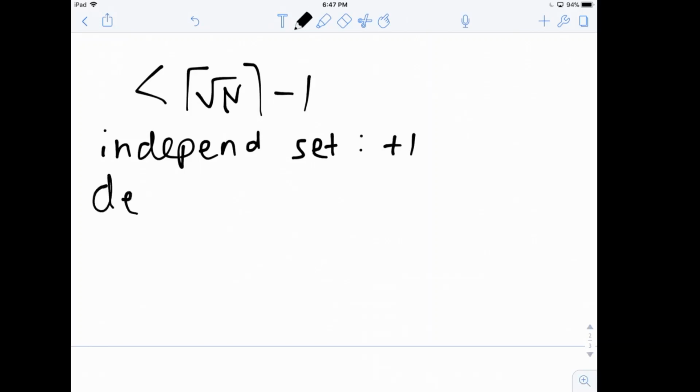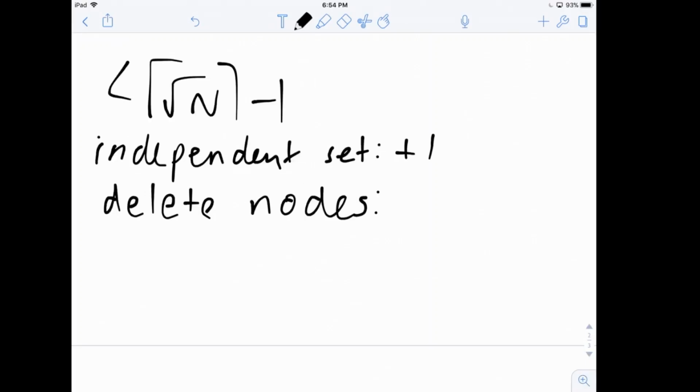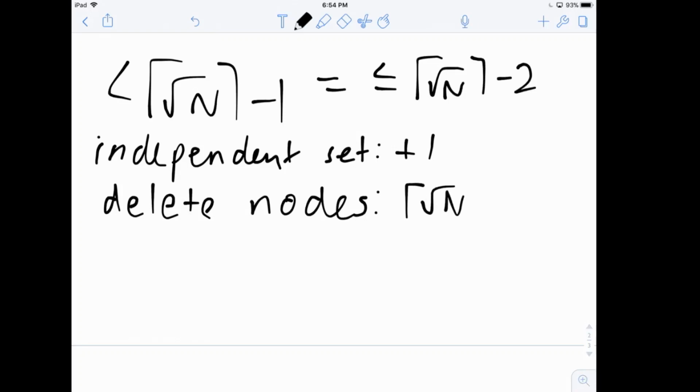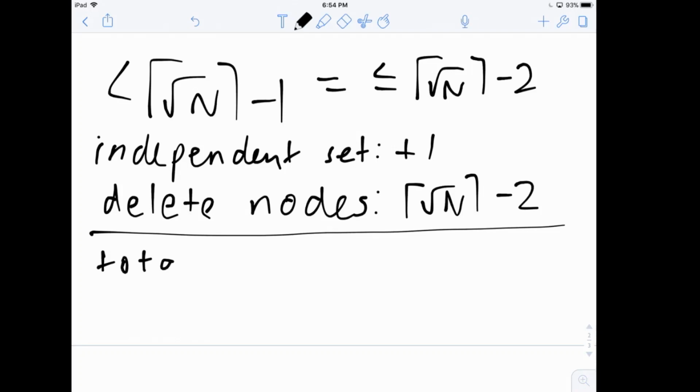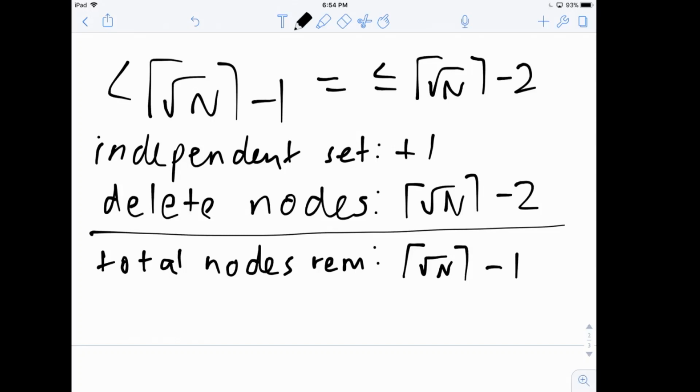So our independent set size, we add 1. And then we delete some nodes. How many nodes do we delete? Well, the number of nodes we delete is the number of neighbors. If the number of neighbors is less than square root of n minus 1, this is equivalent to saying the number of neighbors is less than or equal to square root of n minus 2. So the maximum number of neighbors we're deleting is square root of n minus 2. This means that the total amount of nodes removed, because again, the node that we're adding to the independent set, we're also removing it, is square root of n minus 1.